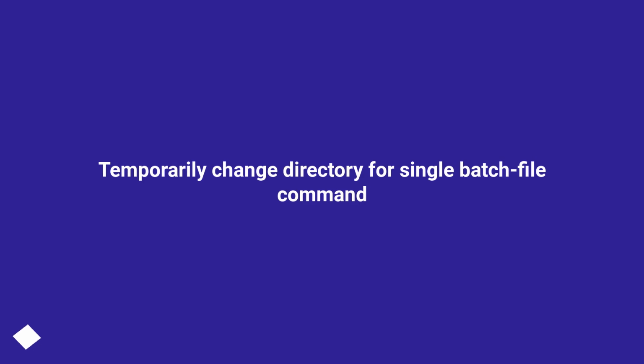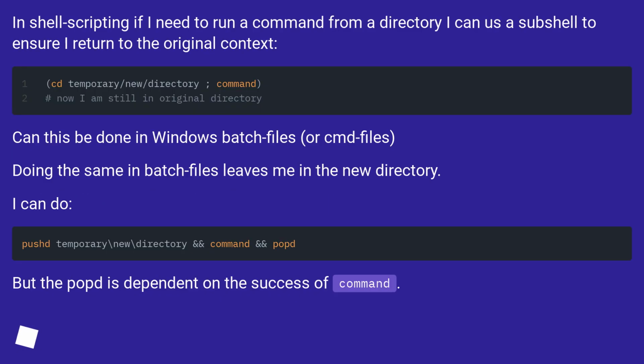Temporarily change directory for single batch file command. In shell scripting, if I need to run a command from a directory, I can ask a subshell to ensure I return to the original context. Can this be done in Windows batch files or CMD files? Doing the same in batch files leaves me in the new directory.